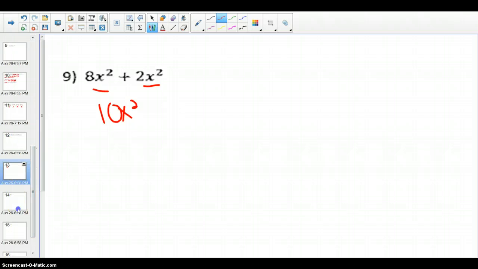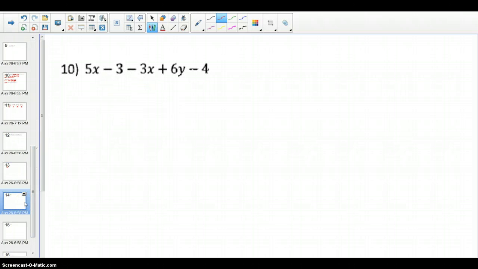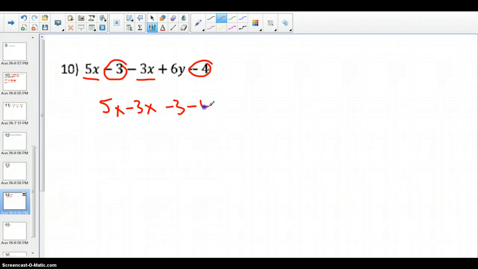Let's look at my next example here. I have 5x minus 3 minus 3x plus 6y minus 4. Remember, the idea of like terms is they end exactly the same way. So I have a number followed by an x, and another number followed by x. These two are like terms. So I can put 5x and 3x next to each other: 5x minus 3x. Now, I have a constant term and another constant term, so I can put those next to each other: a minus 3 and a minus 4. And that just leaves me with plus 6y.